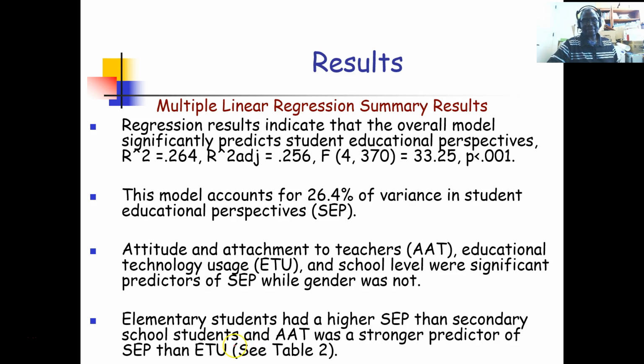The regression analysis indicated that the 4 predictor variables that we used to predict the dependent variable, so our dependent variable, student educational perspective, when we use gender, school level, educational technology usage, and attitude and attachment to teachers, then the overall model explained 26% of information in student educational perspectives, or these predictors accounted for 26.4% of information in student educational perspectives.